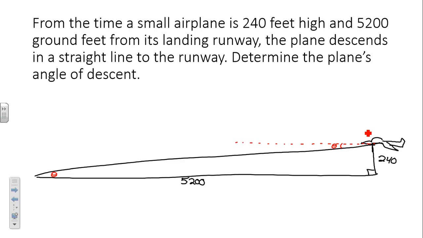All right, so we could find this beta if we wanted to, or we could find this theta if we want to. Which one do you want to find? This one, the theta? Okay, so theta, we're looking at opposite and adjacent. So the tangent of theta is 240 over 5,200. Divide that. Get a really tiny decimal, right? What are we going to do with that number?